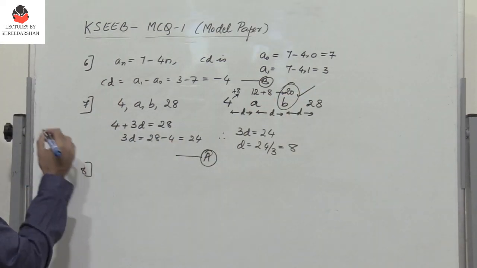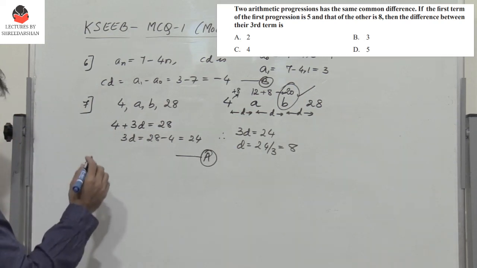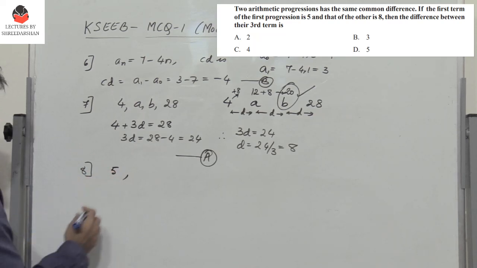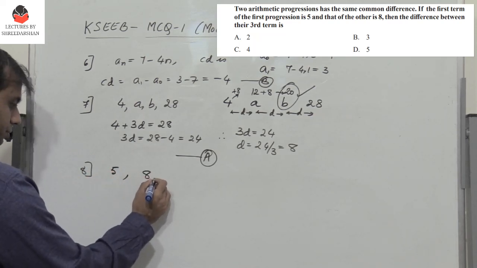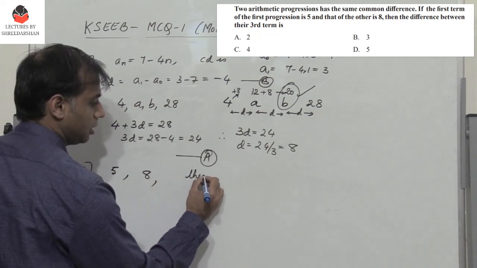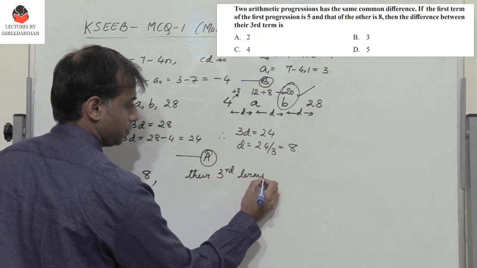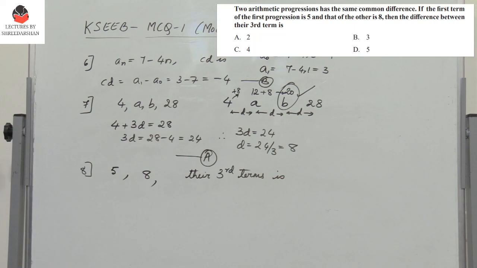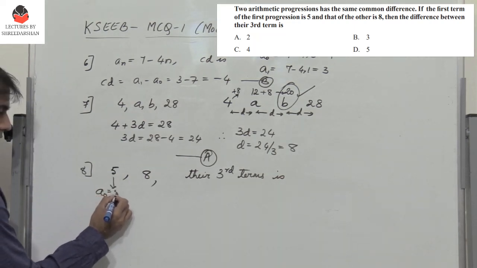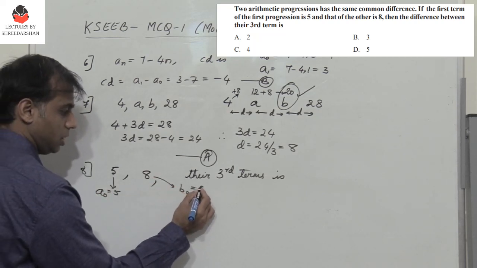Moving on with the eighth one. Two arithmetic progressions have the same common difference. The first term of the first arithmetic progression is 5 and the other is 8. Then the common difference between their third terms is, we need to find that. Let's assume that a0 is 5. This is one arithmetic progression and this is b0. b0 is 8.